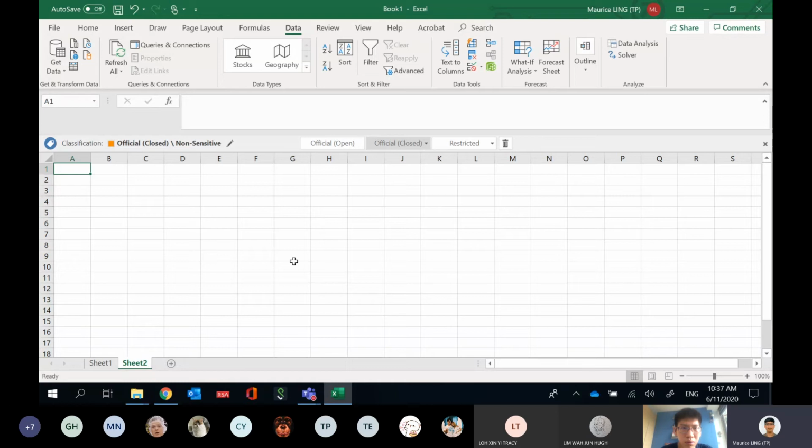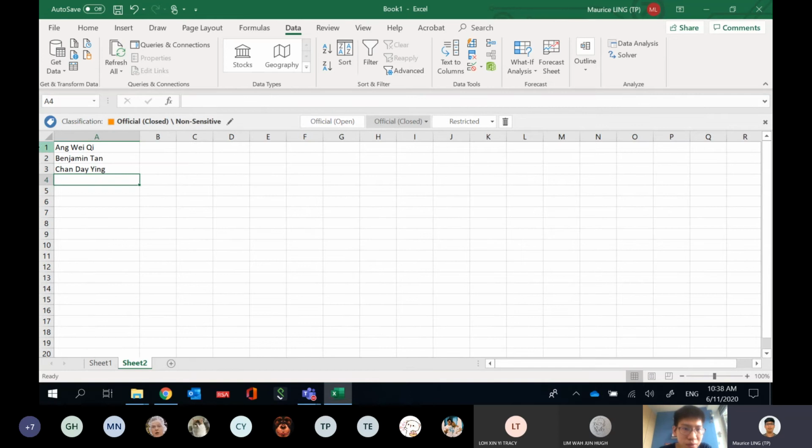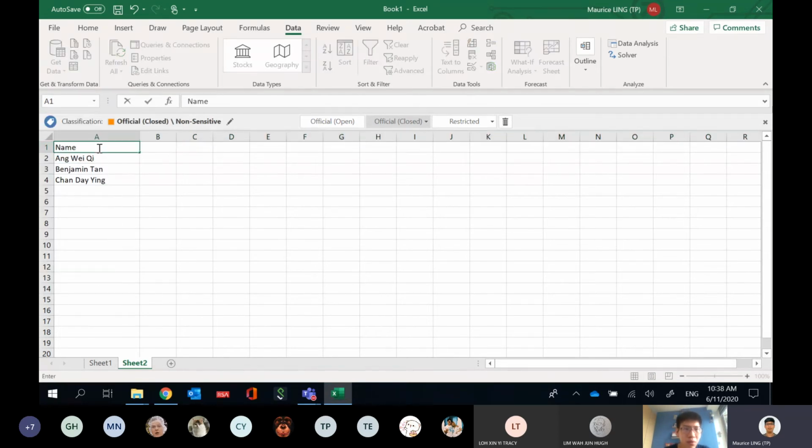There's 19 of you here, so let's try. Wei Qi, Benjamin. Can you see my screen? Yes, we can see the Microsoft Excel sheet, sir. Okay, so let me just find insert. So this is your name. Felicia.